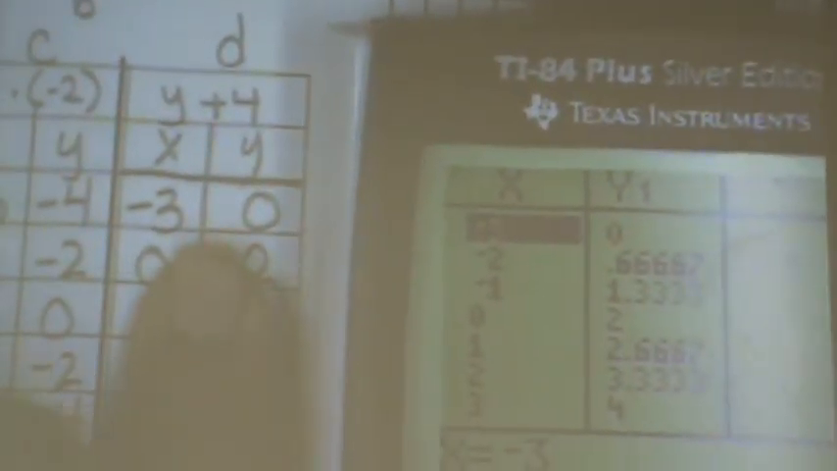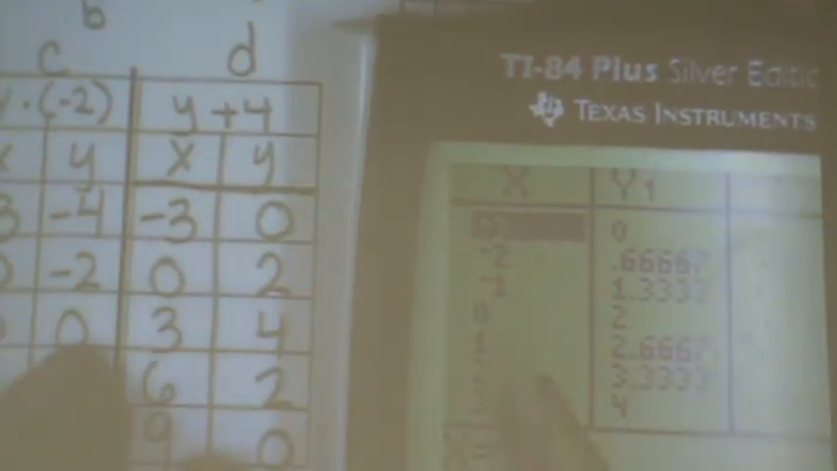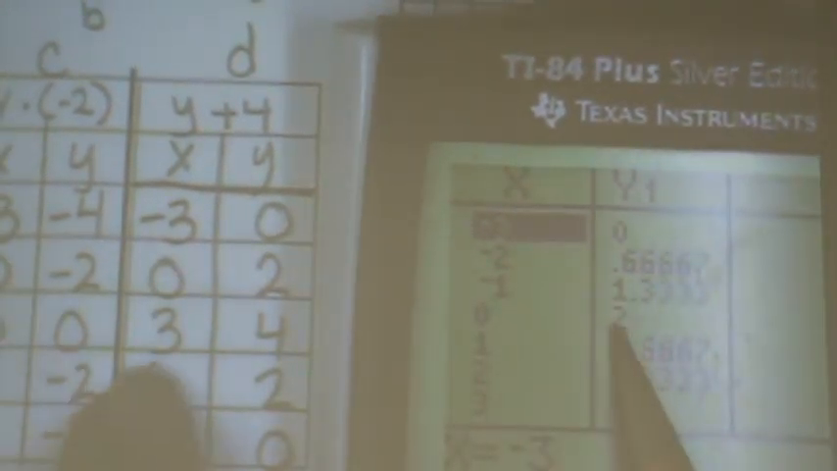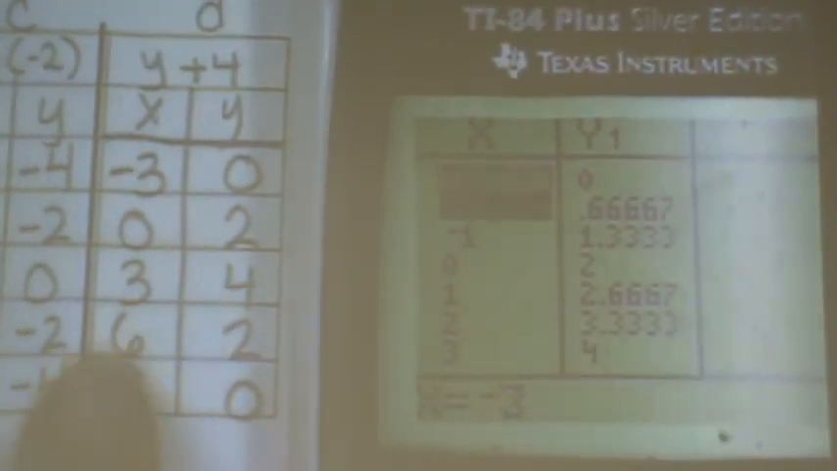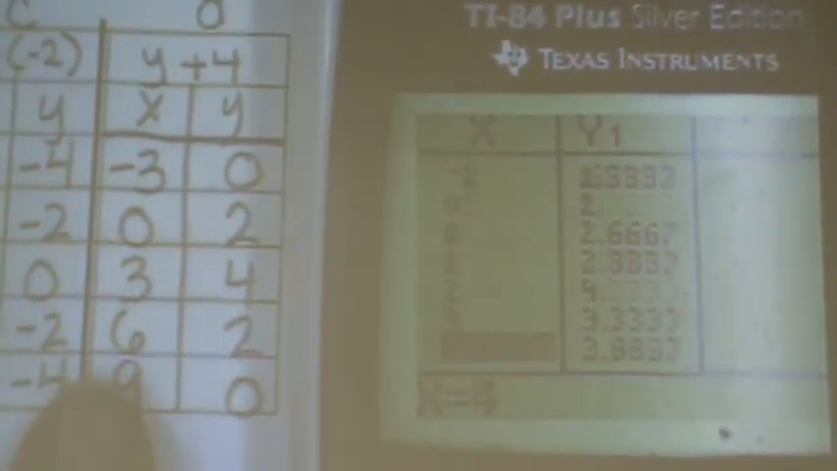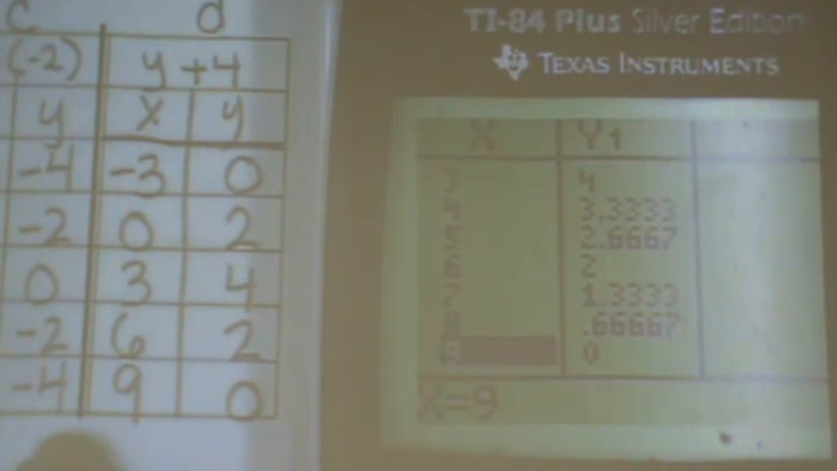Check this out. -3, you have this, -3, 0. How about 0, 2? Boy, we're smart. How about 3, 4? And how about 6, 2? And how about 9, 0? Is that cool? She's the beast. Isn't it amazing? Just mind blowing.